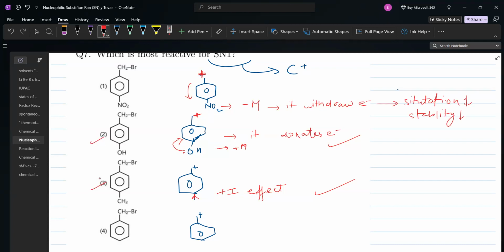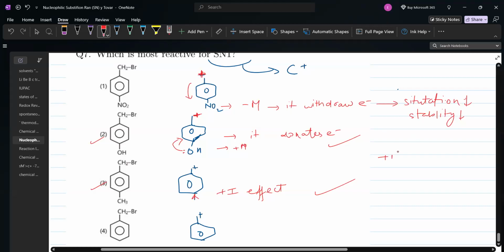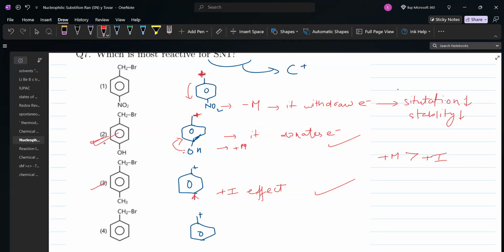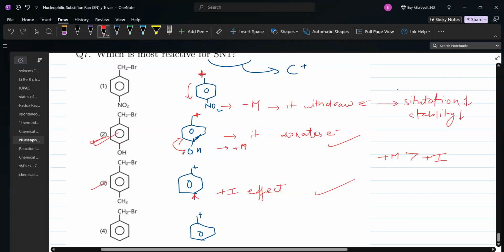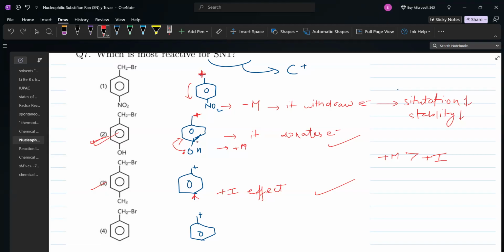Yes, sir. So now of these two options only one option is correct. Plus M effect is always greater than plus I effect. That is why the second option is the most correct one. The third option is correct, but not correct in front of the second option. In the second option, oxygen is donating its lone pair into the ring. Got this?